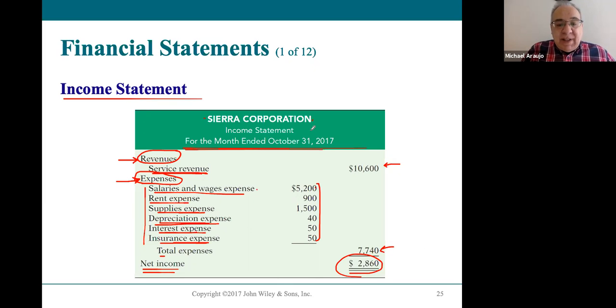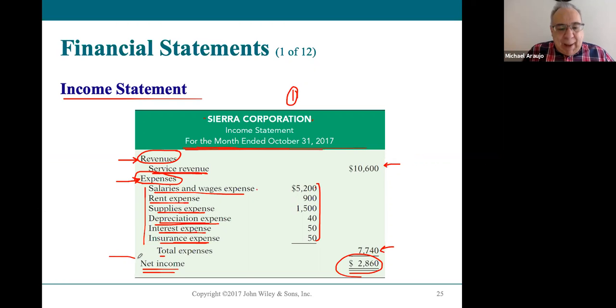So what happens? This is the very, very first statement that we do, the income statement. This is the statement owners want to know first. Did we make a profit or a loss? Again, the income statement measures a period of time, like a month. The month is the minimum amount of time. The year would be the maximum amount of time that we would do this.